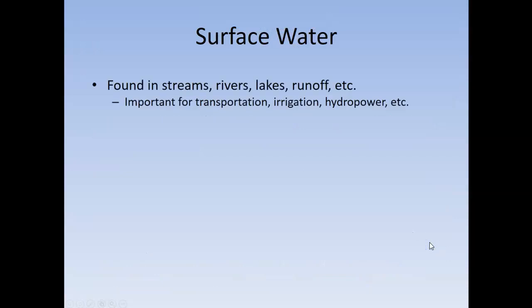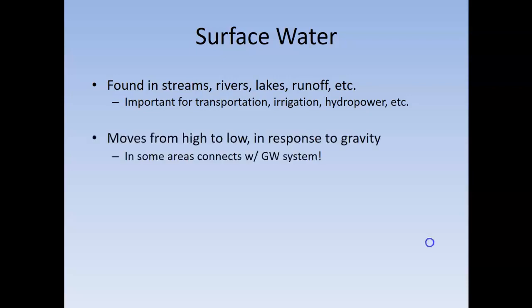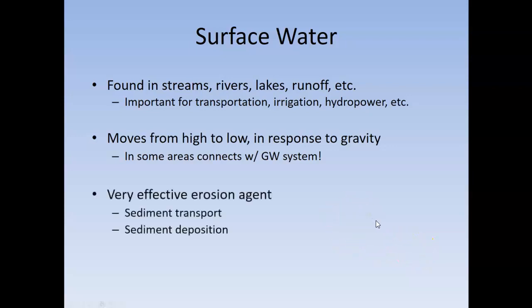What we're going to look at here is surface water. So we're talking about streams, rivers, lakes, all that kind of stuff. And why do we care? Well, we care because we use it to irrigate. We use a lot of surface water to drink, it provides transportation, and can give us some power. What we see for surface water is that it's moving in response to gravity.